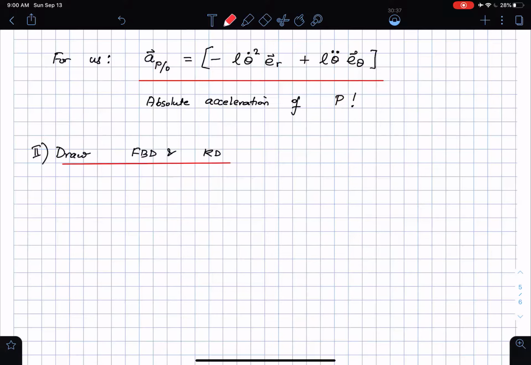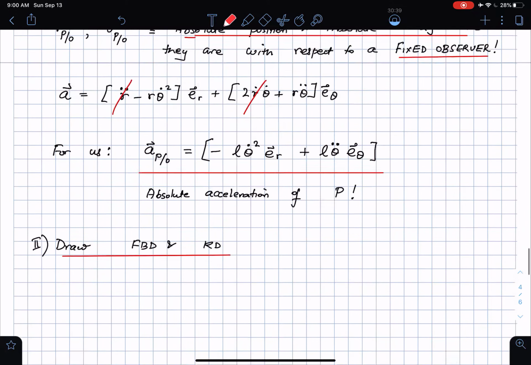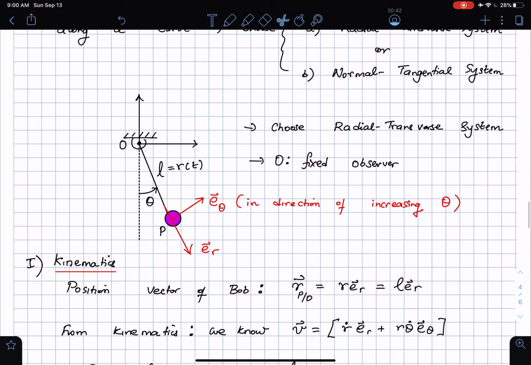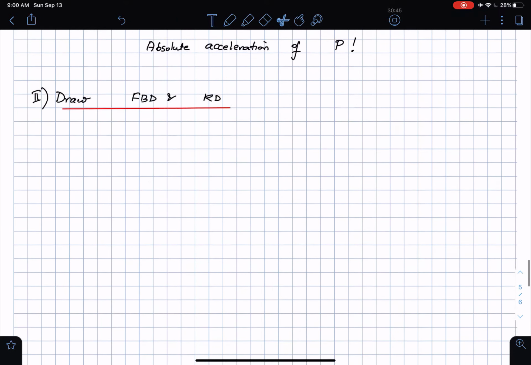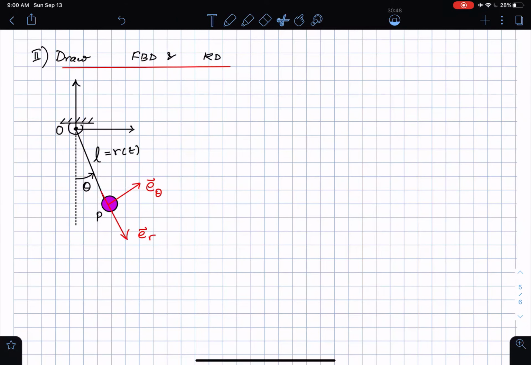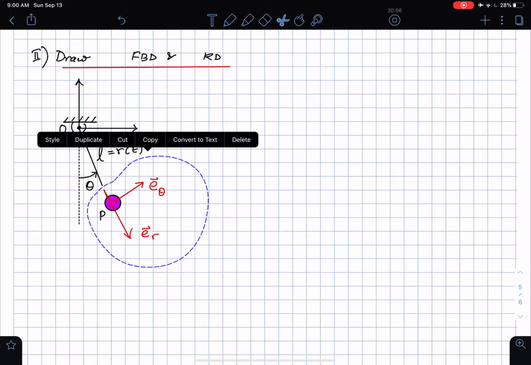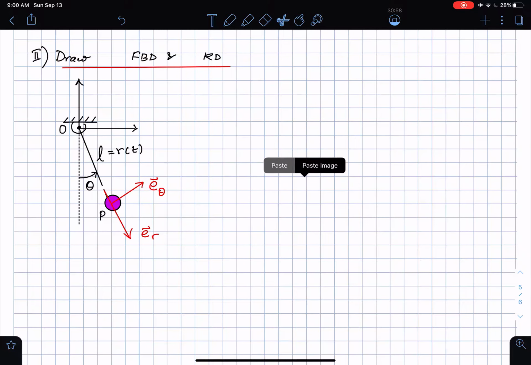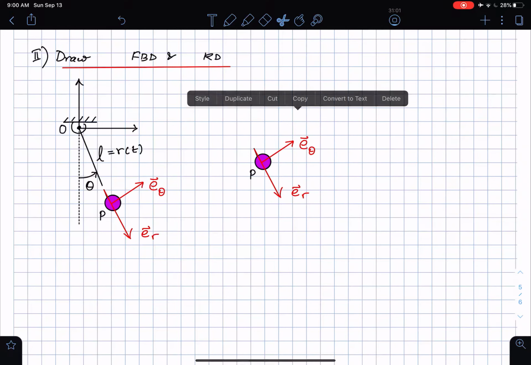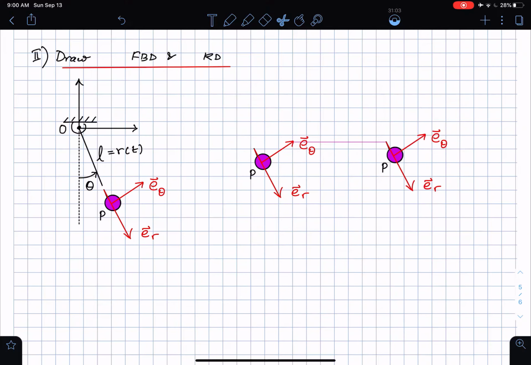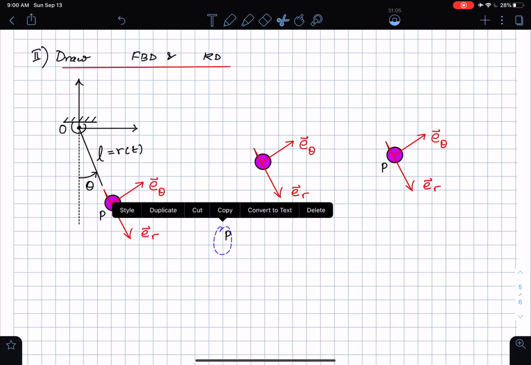So how do I draw the free body and the kinetic diagram? It's fairly straightforward. I bring this creature once again. So here is who I have. I just paste that here. So this is the actual figure. Here's what I'm going to do further. I'm going to cut this figure off, copy that, and paste it 2 times, one for the free body diagram, one for the kinetic diagram.